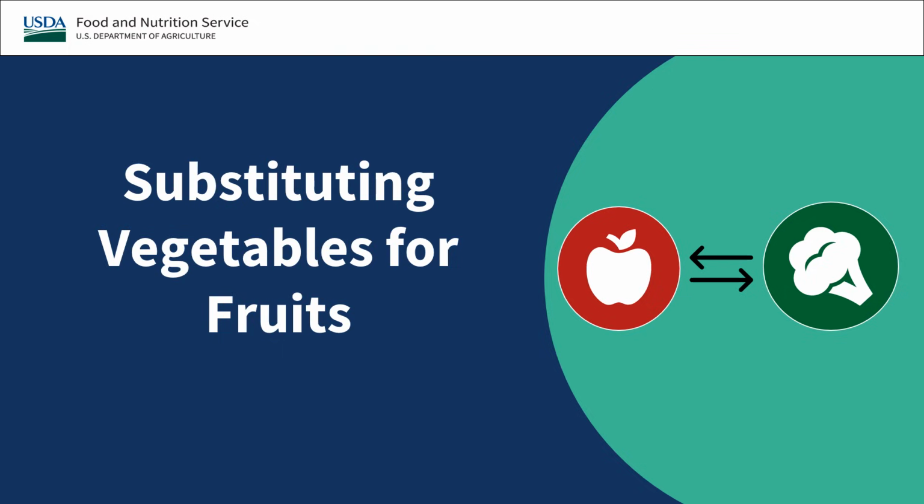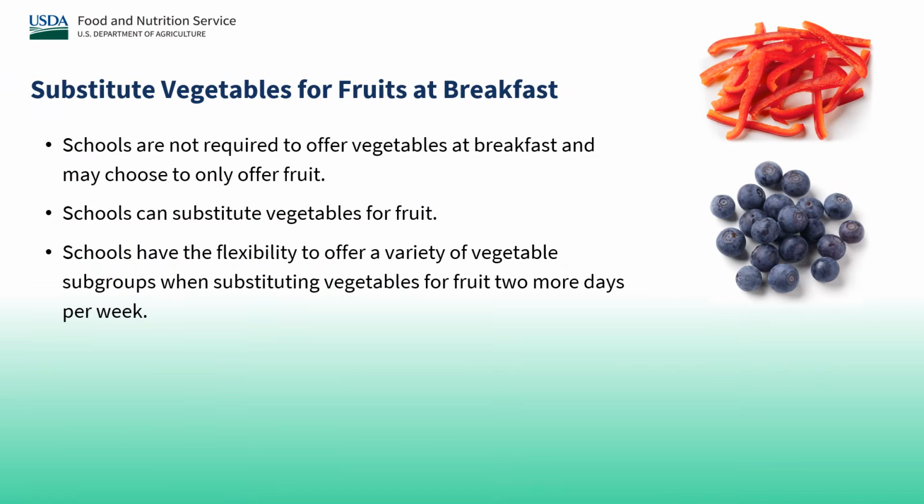Now let's transition to the substituting vegetables for fruit flexibility. Schools are not required to offer vegetables at breakfast and may choose to offer only fruits. That being said, schools are allowed to substitute vegetables for fruit. The vegetable variety flexibility allows schools to offer vegetable subgroups when substituting vegetables for fruits 2 or more days per week.